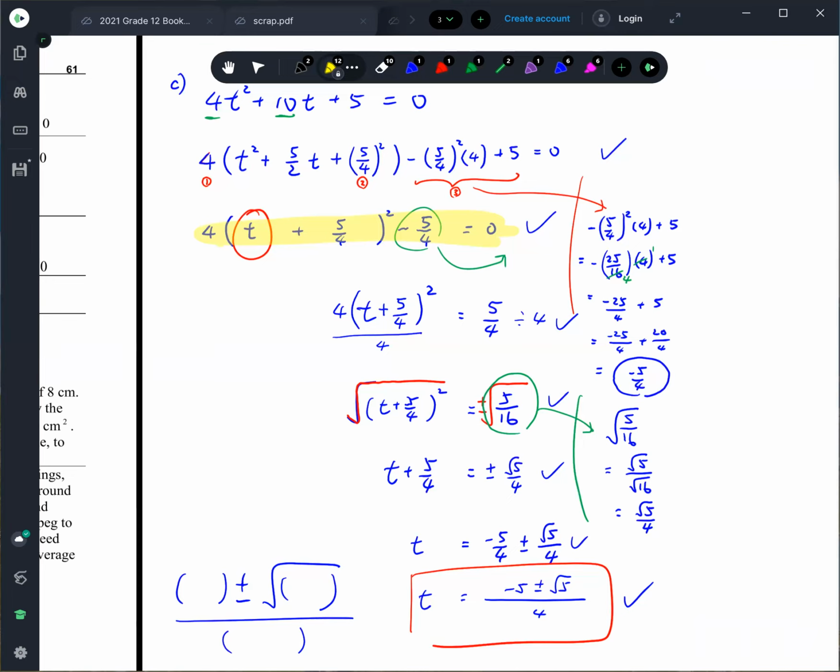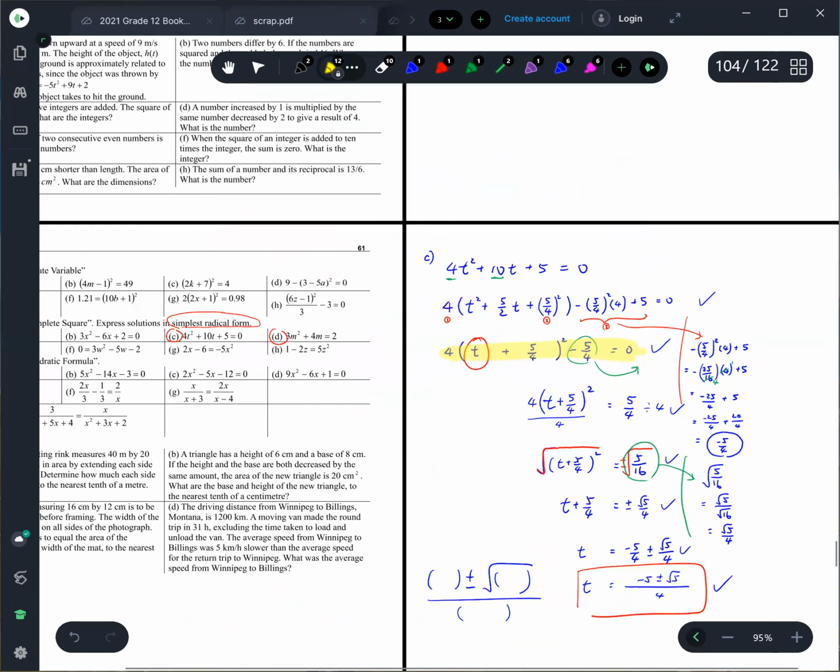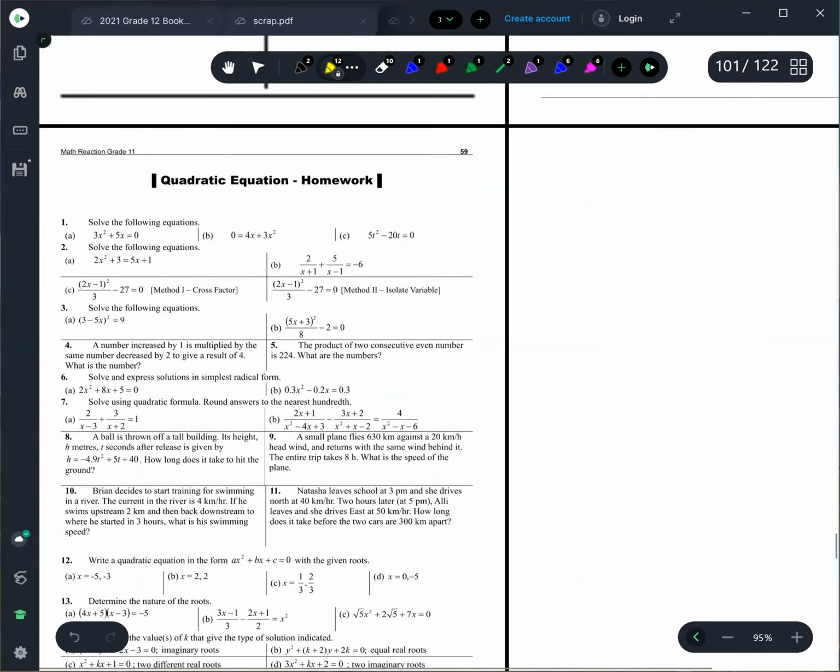You get rid of the number outside of the bracket. In this case, it's 4. After we get rid of the 4, what do we do next? You get rid of the square. Okay, and then after that, we simplify the square root. And then you move the 5 over 4 at the last step. The 5 over 4, you only touch it at the end, after the square is gone, the bracket is gone. Okay, now let's go back.